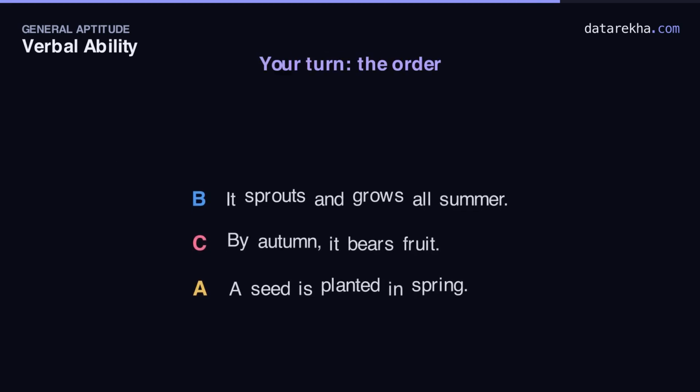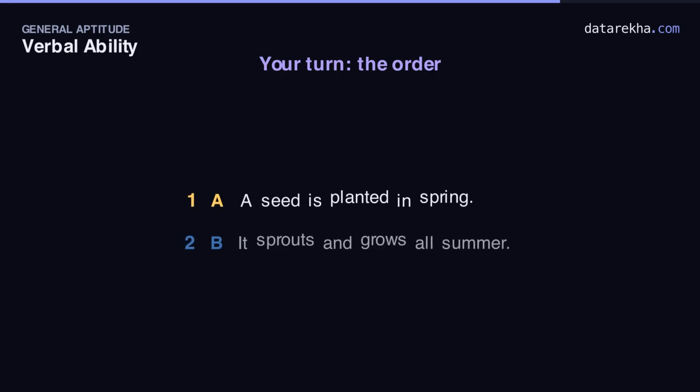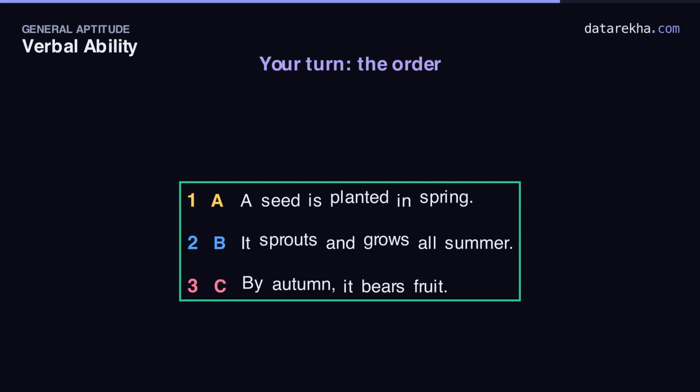Your turn to order. 3 sentences, labeled A, B, C, scrambled here. Pause, find the opener, follow the pronouns, and put them in order. A is the opener. A seed is planted in spring. It starts fresh, no pronoun. B follows. It sprouts and grows, that it meaning the seed. And C closes. By autumn, it bears fruit. The season word ends it. The order is A, B, C: spring, summer, autumn.